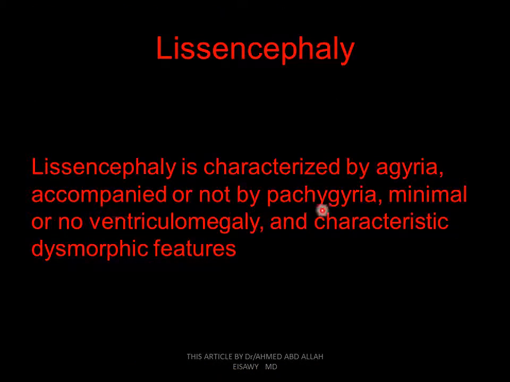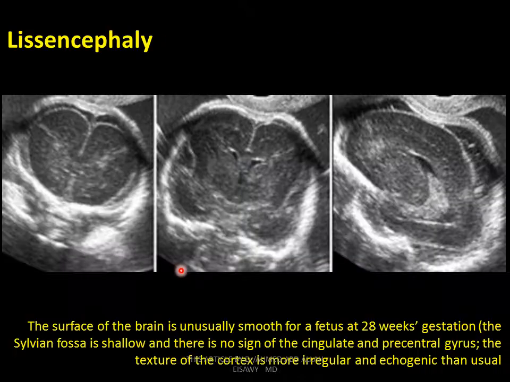Lissencephaly is characterized by agyria accompanied or not by pachygyria, minimal or no ventriculomegaly, and characteristic dysmorphic features. Lissencephaly may be isolated or secondary. Minimal or no ventriculomegaly may be associated with it, along with characteristic dysmorphic features. In lissencephaly, the surface of the brain is unusually smooth.